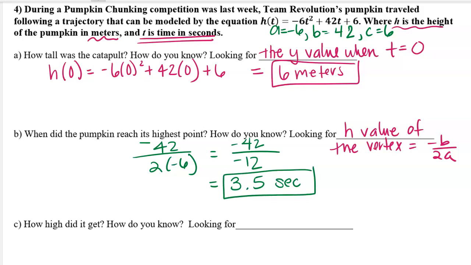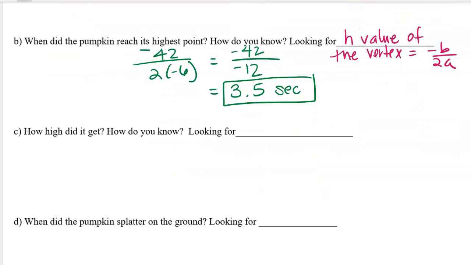Okay. All right. Part C. Annalise, help us read part C, please. How high did it get? How do you know? Yeah. What are we looking for if we are asking you how high did the catapult get? Feel free to talk to your team too, Annalise. Okay, looking for the K value of what, Annalise? Yes. Okay, we are looking for the K value of the vertex. So Keely, how do we find the k value of the vertex? Yeah, we plug in the h value.